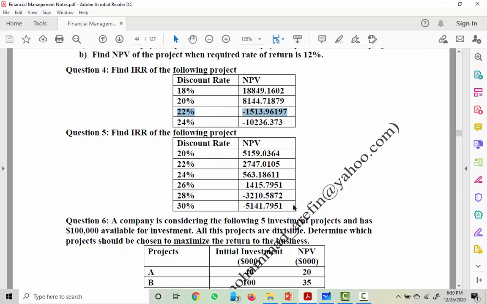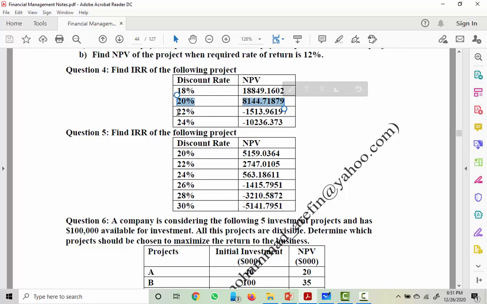So as I said before, to calculate IRR, we will need one positive NPV and one negative NPV, but it has to be closer to 0. Here we have two NPVs with positive value, but this is the NPV that is closer to 0. So we will use this one for our IRR calculation.